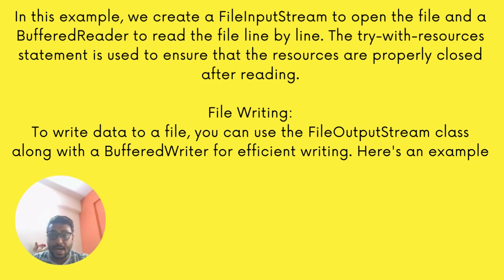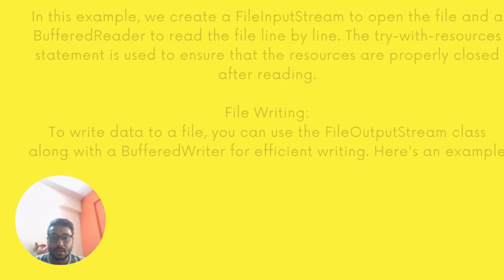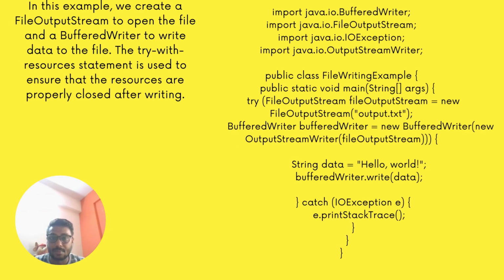For file writing, to write a file we can use FileOutputStream along with BufferedWriter for efficient writing. We are seeing an example here. Basically, in this example we are creating a FileOutputStream to open the file, and a BufferedWriter to write the data to the file, and the try-with-resources statement to ensure that the stream is properly closed. So we have created a file stream to read the file, using the file stream, input stream and output stream.